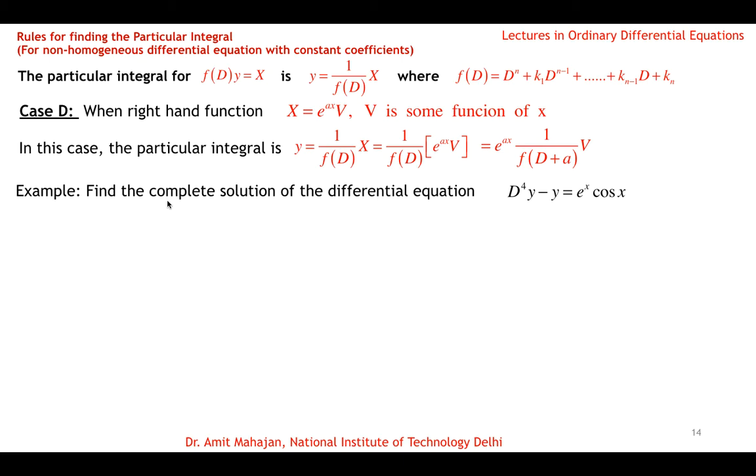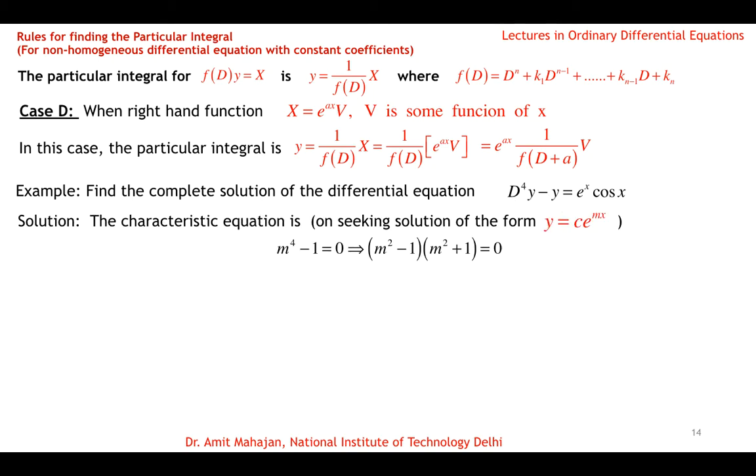Say for example we have to find the complete solution of this differential equation, which is a non-homogeneous fourth order differential equation. So first we have to solve the characteristic equation to find the complementary function. The characteristic equation is m4 minus 1 equal to 0. So it will have four roots. m4 minus 1 equal to 0 can be written as (m square minus 1) into (m square plus 1) equal to 0. So it will give roots m equal to plus 1, minus 1, and plus iota, minus iota.